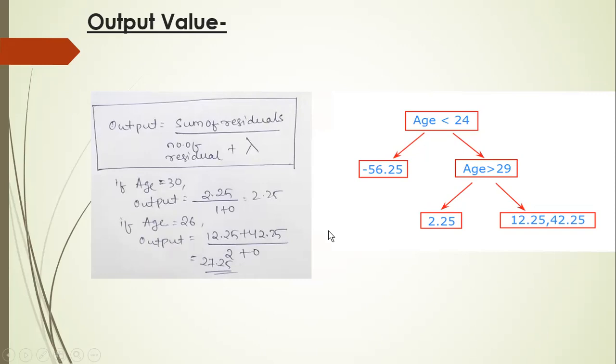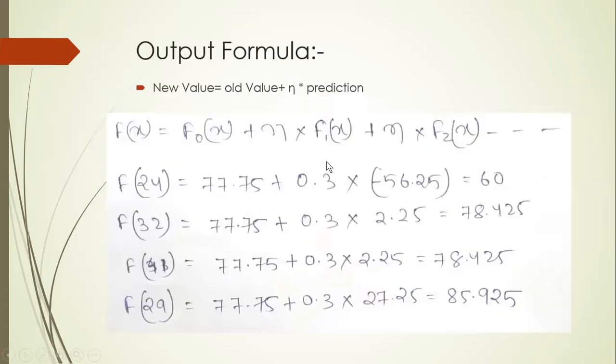There is something called eta, also known as the learning rate, that will be multiplied with this value. This is the eta, 0.3. 0.3 is actually the default value of the algorithm. You can take 0.1 or 0.2 also. This was the value we were getting from the tree, and we have to multiply it with 0.3, the eta value, the learning rate. But this is not our final prediction.